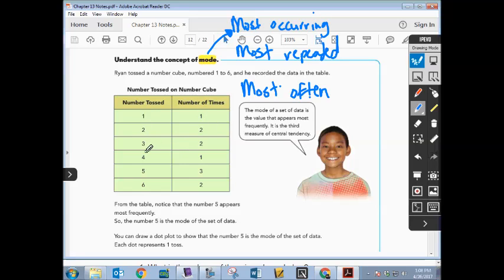He rolled a 3 two times. He rolled a 4 once. He rolled a 5 three times and a 6 two times. Okay, that was he rolled it. I don't know how many times. I don't think it says, but you could count up the number of times there and figure it out.